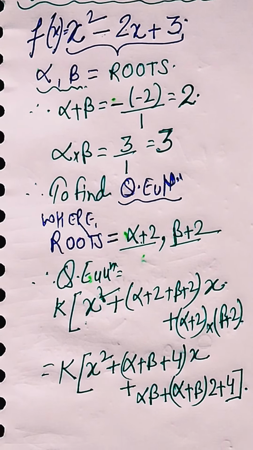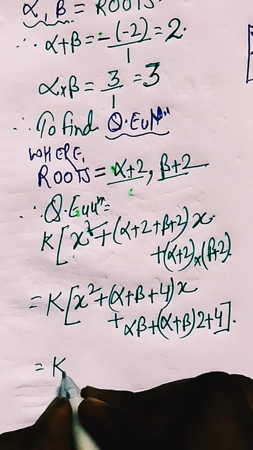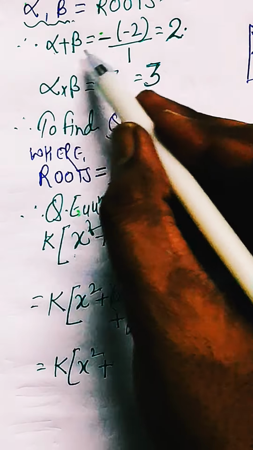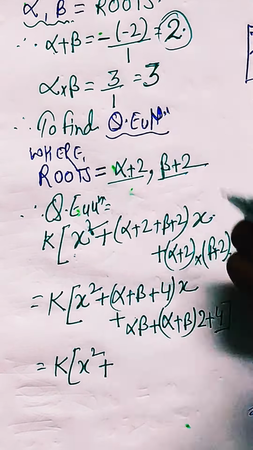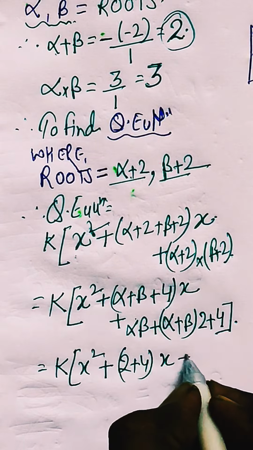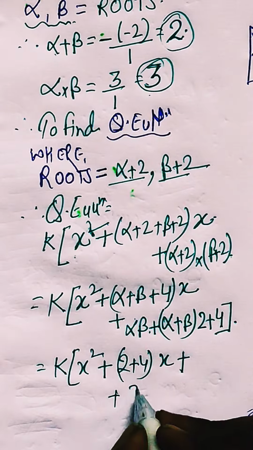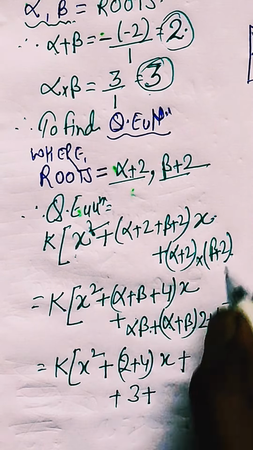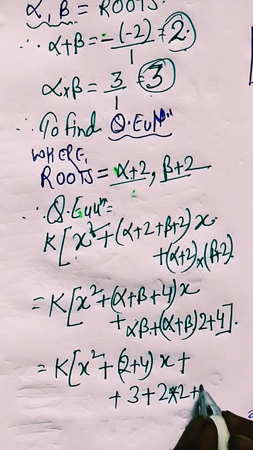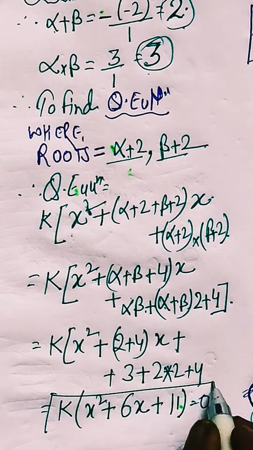When the roots are multiplied, this will give you the constant term, that is the last term, and when the roots are added, this will give you the coefficient of x. So I did the same over here. When you simplify it, you can see alpha plus beta is coming over here. So alpha plus beta is 2, which we can take from above, and 3 is the value of alpha into beta, the product of alpha and beta. Just put all these values and you can simply evaluate the quadratic equation whose roots are alpha plus 2 and beta plus 2.